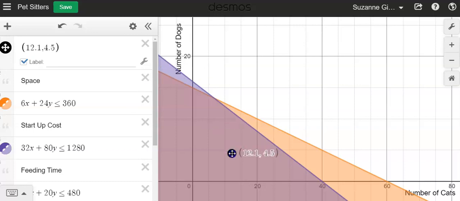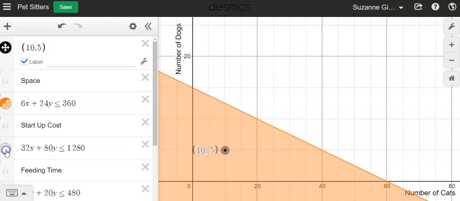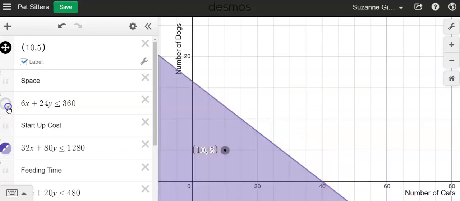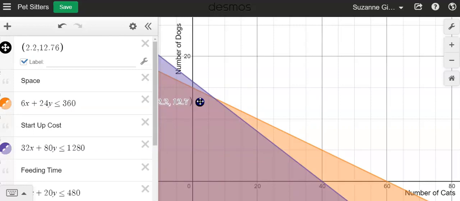So the part in the middle, where both of the inequalities are shaded, represents the solution to this system of inequalities. So the double shaded region. For example, that's about 10 cats and 5 dogs. That would be an okay number of cats and dogs because they have enough space, because it's in the orange shaded region, and they have enough money because it's in the blue shaded region, and it is in this double shaded region. So any of these amounts.